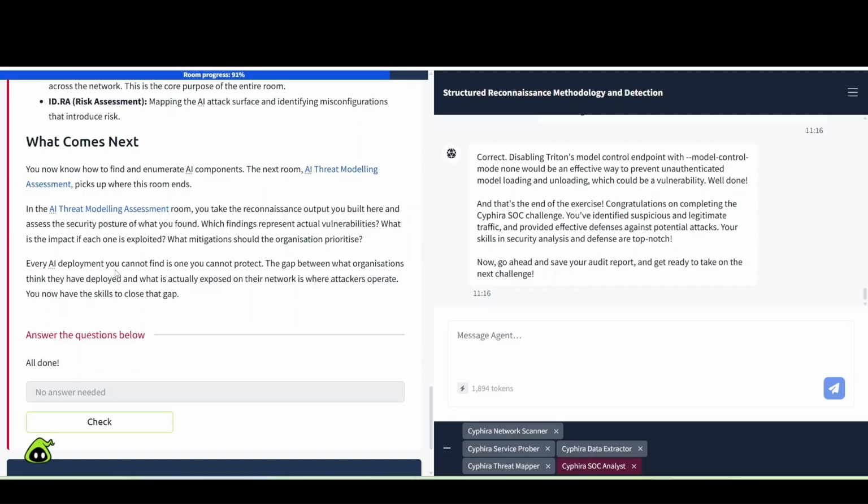Every AI deployment you cannot find is one you cannot protect. The gap between what organizations think they have deployed and what is actually exposed on their network is where attackers operate. You now have the skills to close that gap.